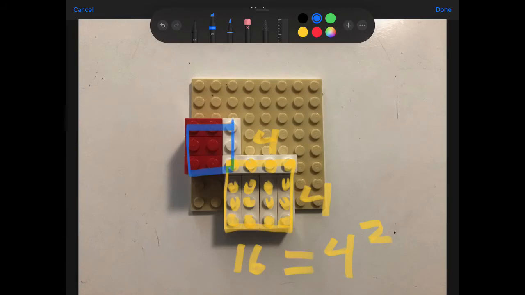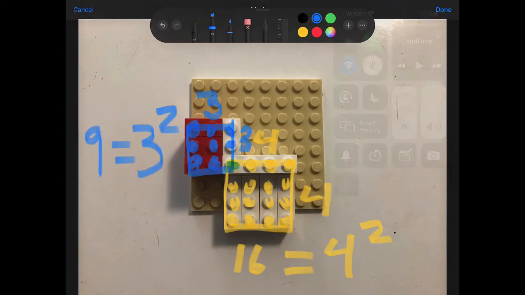Now let's look at the other side. Each side of this square is 3. So when I count them up, there are 9 dots inside. So 9 equals 3 squared, or 3 raised to the power of 2.